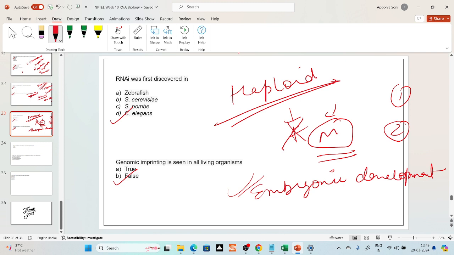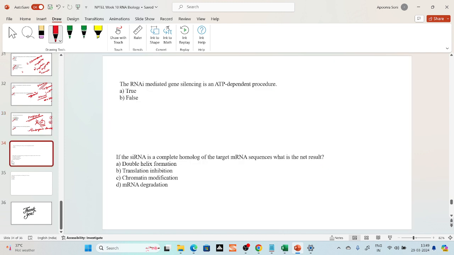Okay. Now, next question is: the RNA interference mediated gene silencing is an ATP dependent procedure. True or false? If you have information, you can answer it.